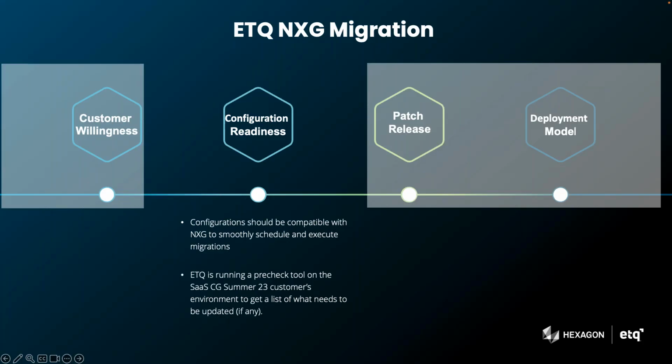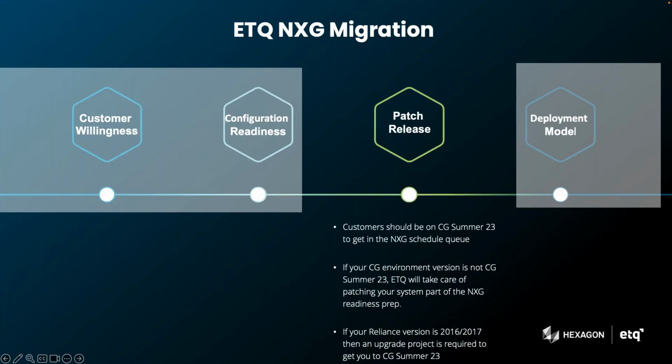So to summarize the second one, we need to address any configuration conflict, if any, before getting customers in the NXG migration queue. Next, please. Third one is the batch release. Customers should be on CG Summer 23 to get in the NXG schedule queue. If your Reliance CG environment version is not CG Summer 23, ETQ will take care of patching your system as part of the NXG prep work.